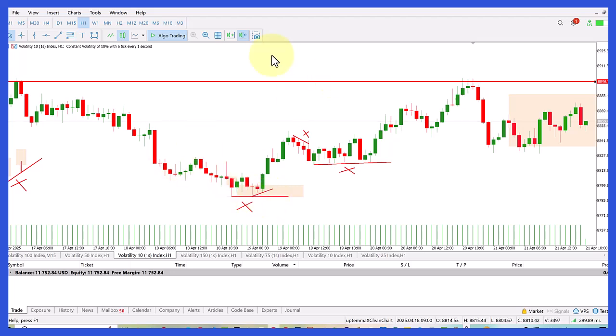Another reason is order block. If you don't know what order block is, watch my market structure video. All right. So another reason is order block, but liquidity is the boss. Liquidity point is the boss.